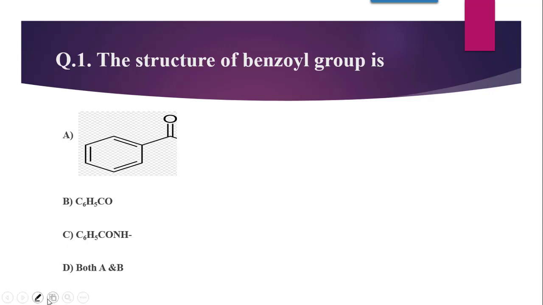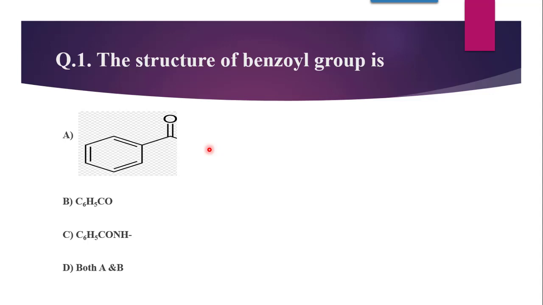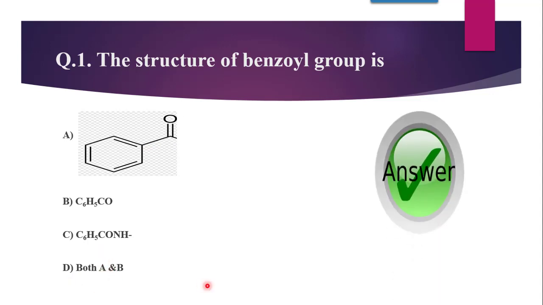Now how are they same? Since C6H5 is written in ring form and also in chain form. This is C6H5 only. This is C6H5. So this is C double bond O and CO. So both are benzoyl. That means benzene and C double bond O. So the answer is both A and B.